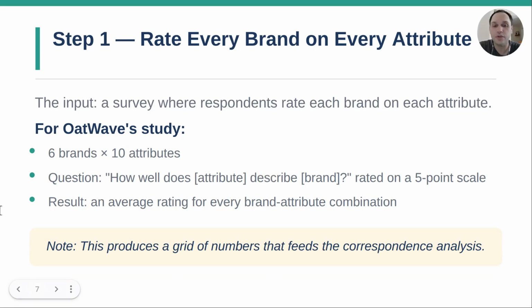The analysis starts with a survey. For each brand and each attribute, you ask consumers to rate how well that attribute describes that brand on a 5-point scale. For Oatwave's study, 6 brands and 10 attributes means 60 individual ratings per respondent. You average those ratings across all respondents to produce a grid, one number for every brand attribute combination. That grid is the raw material the correspondence analysis runs on. The better your survey data, larger sample, more representative respondents, more carefully chosen attributes, the more reliable the output.